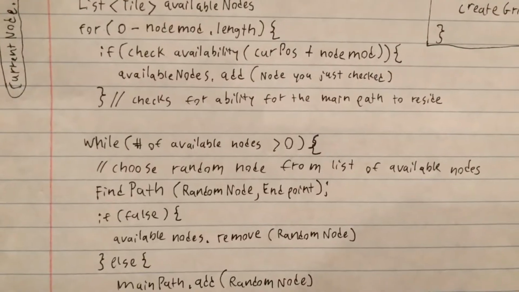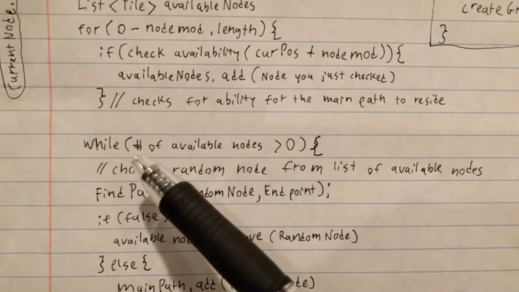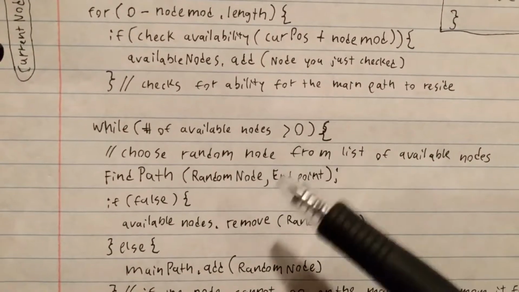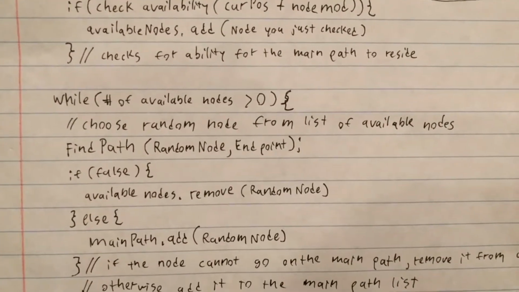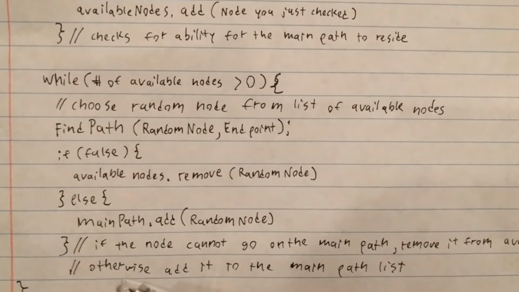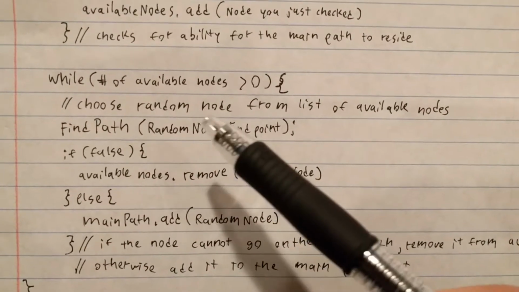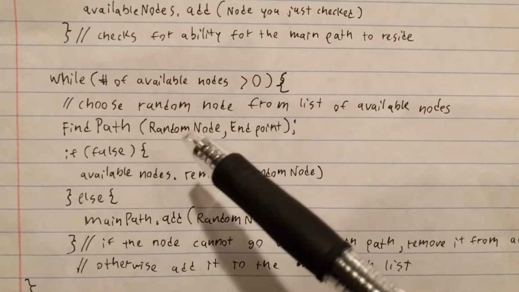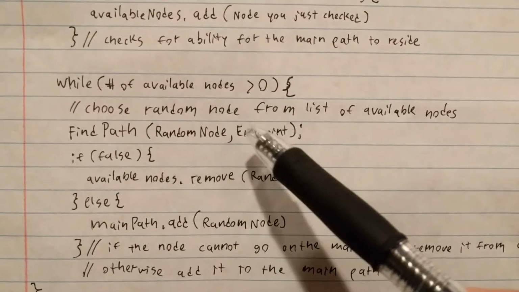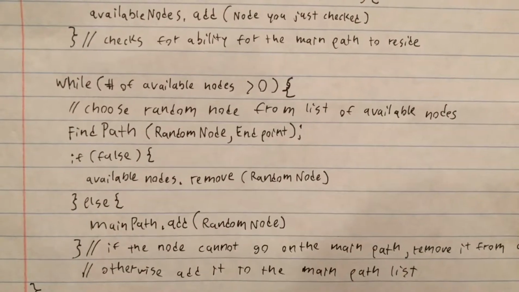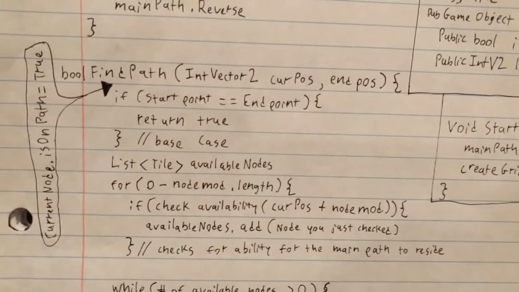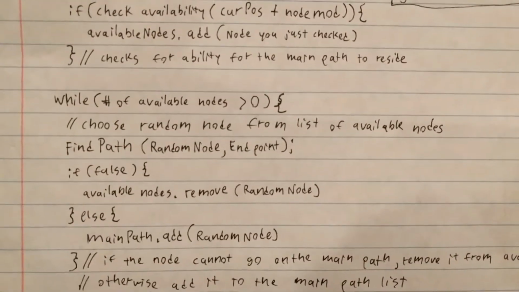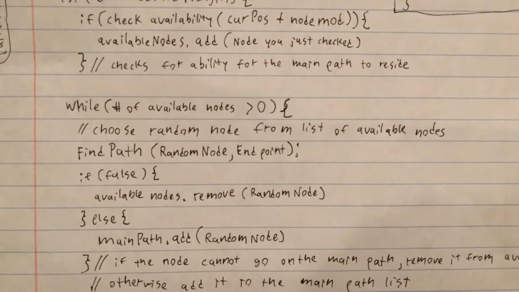So now we go to a while loop and we just say, while the number of available nodes is greater than 0, perform these steps. So basically, while we have an available node to choose from, choose a random node from the list of available nodes, and then call the findPath function using that new available node and the endpoint. So it loops up to the top here, checks for the base case, checks nodes adjacent to that, goes through this while loop again, and loops through that until it hits the endpoint.